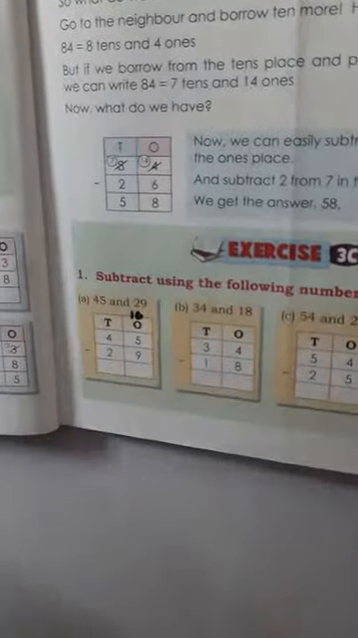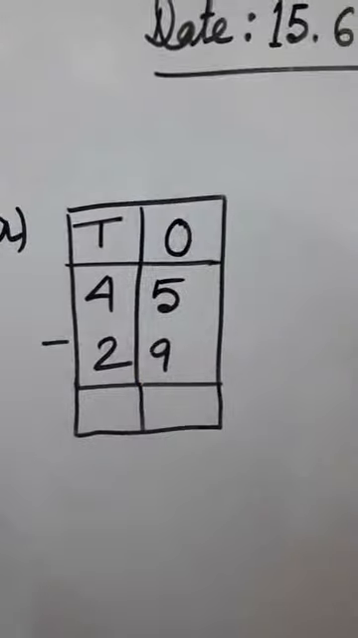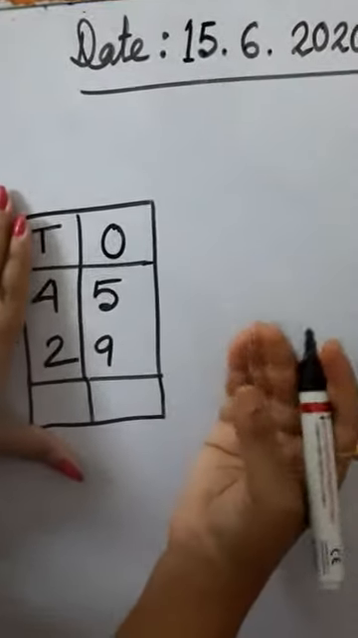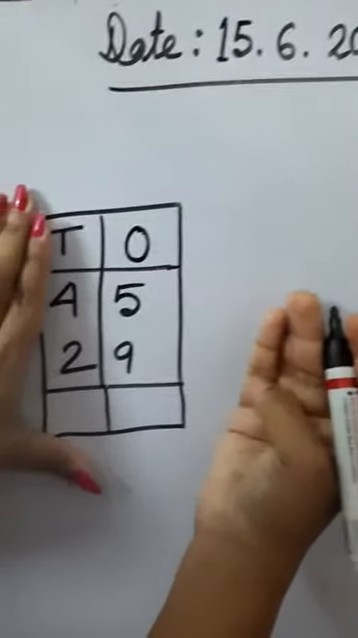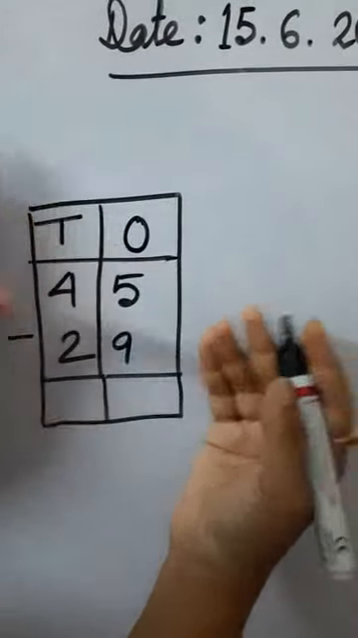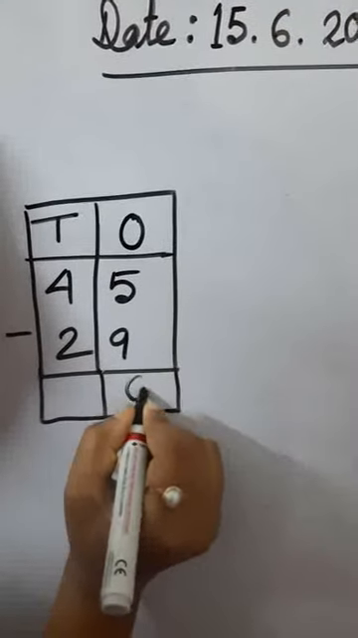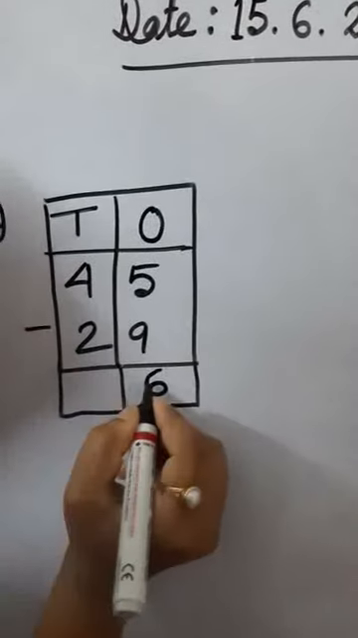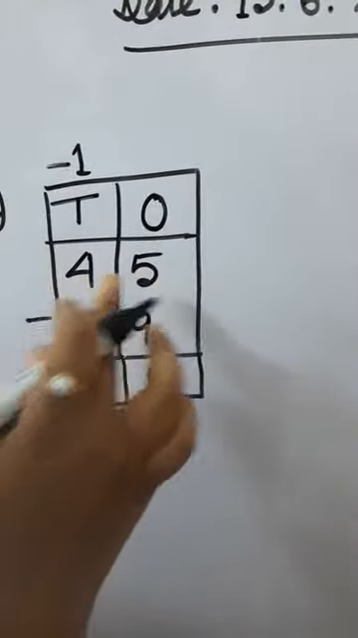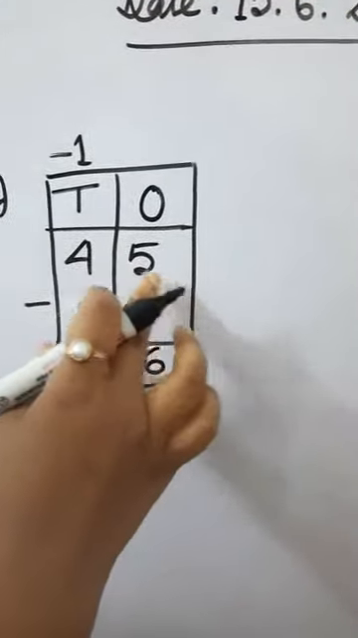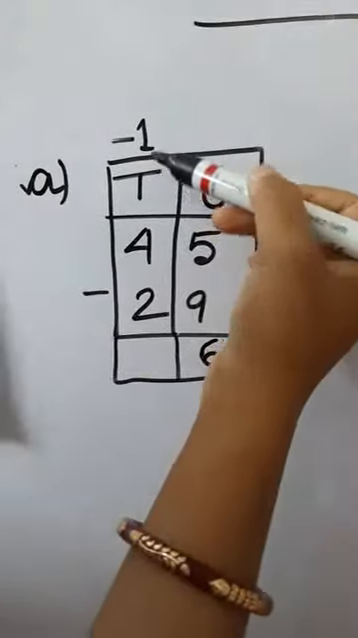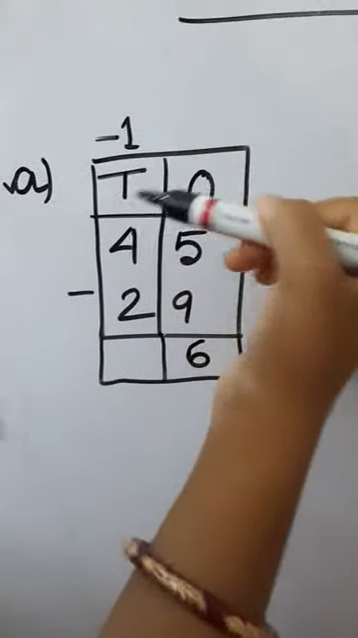On the board, for 15 minus 9, we count on from 9: 10, 11, 12, 13, 14, 15. The answer is 6. And we have to write minus 1 in the tens place, because, as I told you before, we have already borrowed 10 from the tens place to the ones place. That is why we write the minus 1 in the tens place.